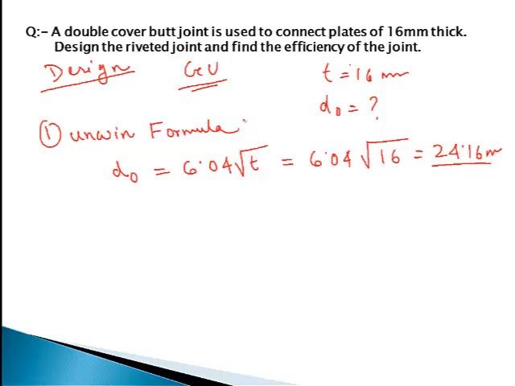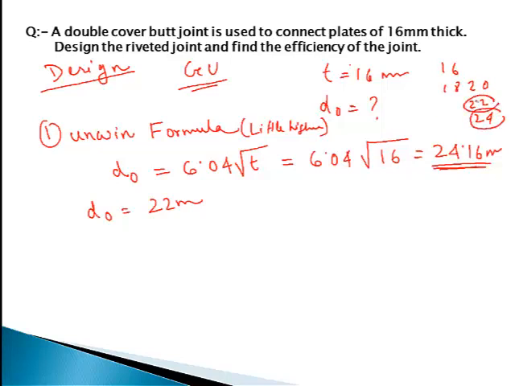But this empirical formula always gives a little higher value, so we have to reduce it. So if it is given as 24.16, try to adopt 22 mm. Don't adopt 23 mm because there are no such rivets as 23. There can be 16, 18, 20, 22, 24. Okay. So if you got 24.16, try to adopt the lower value. D naught is 22 mm. So if D naught is 22 mm, what will be the diameter of hole? It will be 22 plus 1.5, which is 23.5 mm.